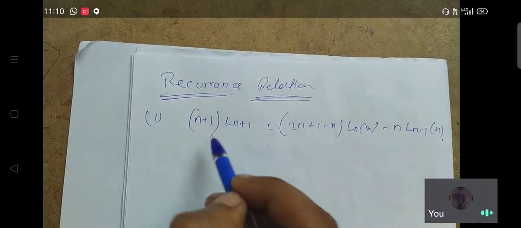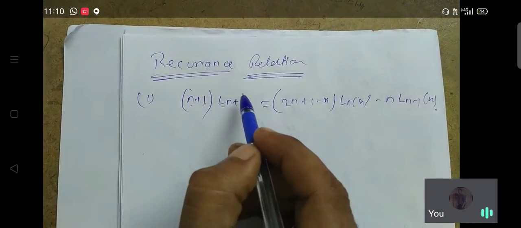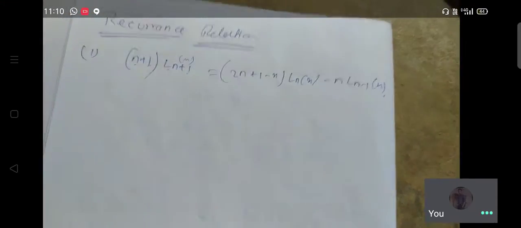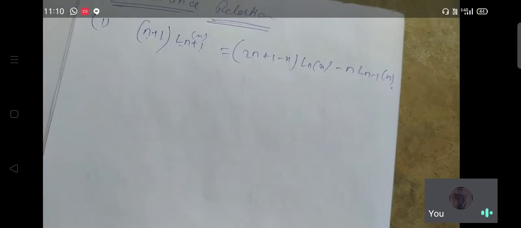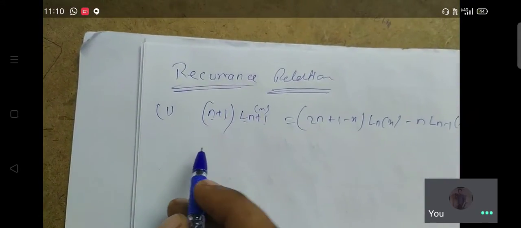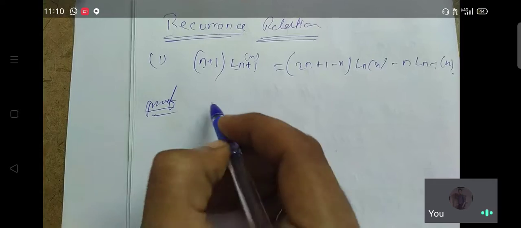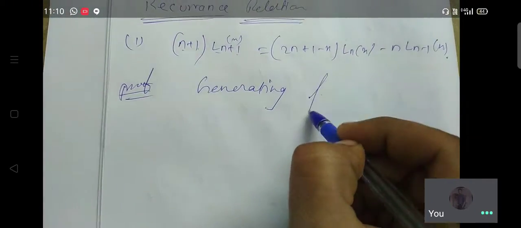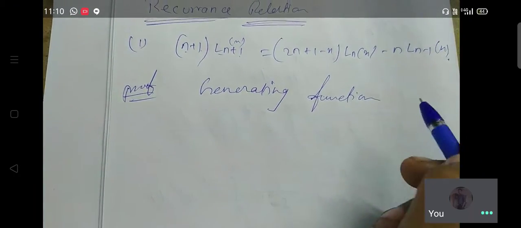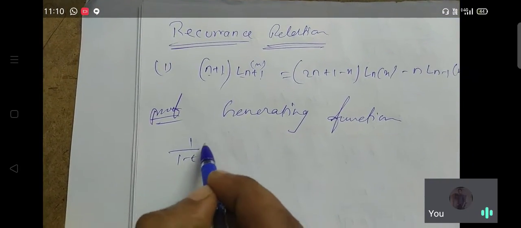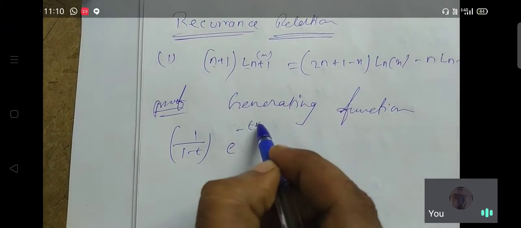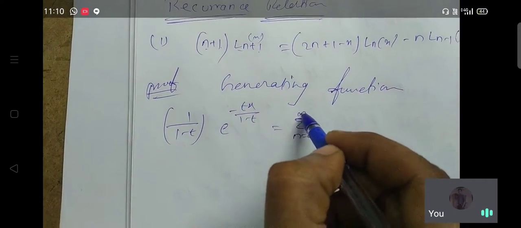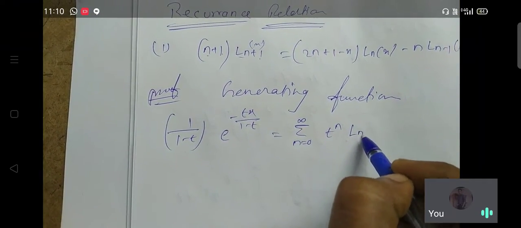(n + 1) Ln(x). Consider the generating function: 1 over 1 minus t times e^(-tx/(1-t)) is equal to the summation n equal to 0 to infinity of t^n Ln(x).